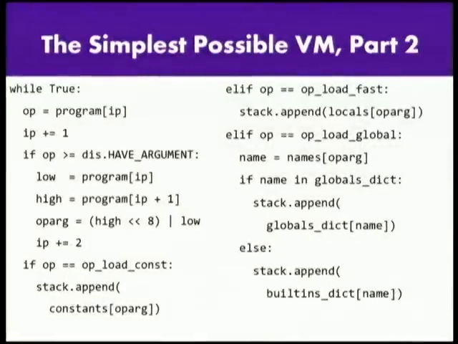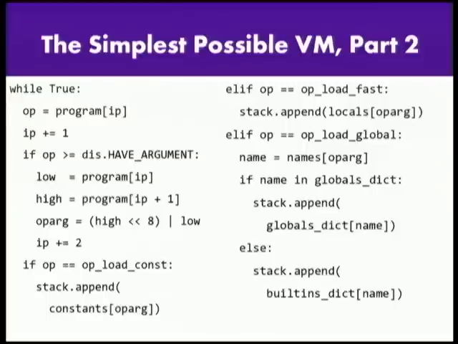While true, we're going to pull out the next operand. We're going to increment forward the instruction pointer by 1. And if this is an operand that requires an opcode argument, we're going to compute the op arg from it. So we're going to pull out program[1] and program[2], shift and OR them together.